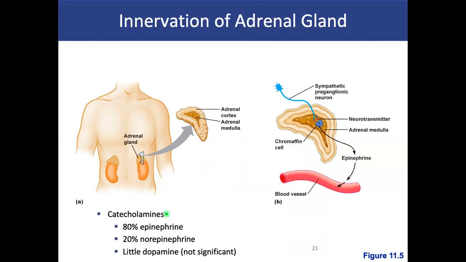Catecholamines are locally acting chemicals. The neurotransmitters are chemicals that the adrenal medulla releases. 80% is epi, 20% is norepi, and then there's a little bit of dopamine as well.